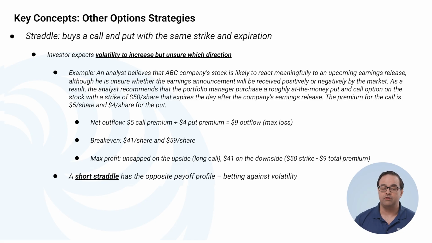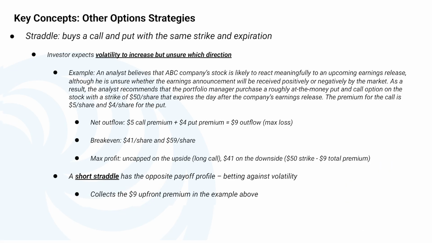A short straddle is the opposite. They're betting against volatility. This could occur, for example, for a portfolio manager who believes the implied volatility for a security is too high. As a result, they take advantage of that higher implied volatility, collect what they perceive as an attractive upfront premium, and are betting on that volatility to subside.